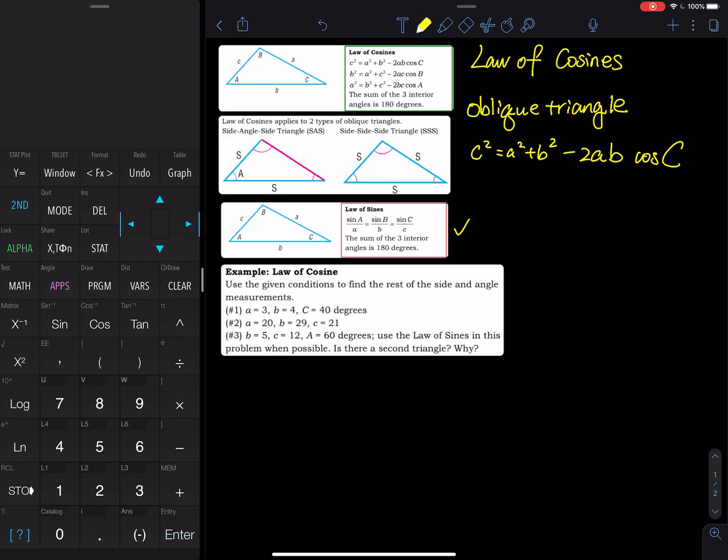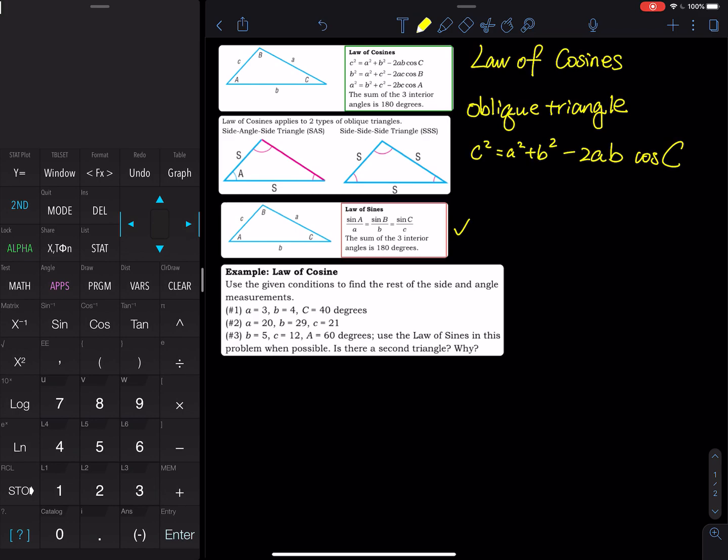When I was a student, here is how I looked at the law of sines and the law of cosines. The law of cosines applies to two types of triangles: side-angle-side, SAS, and side-side-side, SSS. And then the law of sines applies to three types of triangles. I don't want to memorize all five types because the memory is not going to hold too long.